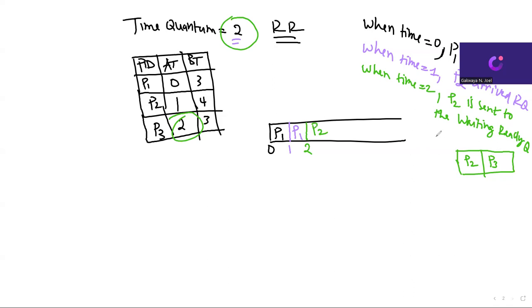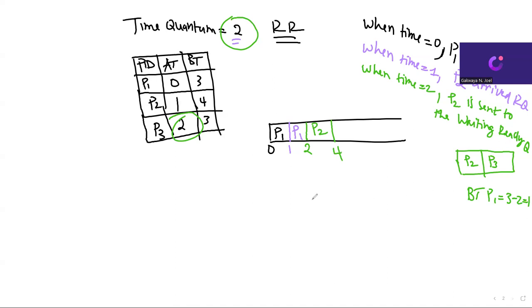And before that, we have to update the burst time for P1. So to update burst time for P1, what will we do? We take 3, burst time of P1, 3 minus 2 is equal to 1. Remember, consider this as round 1, right? Now P2 is going to take 2 times, right? It's going to go till 4.